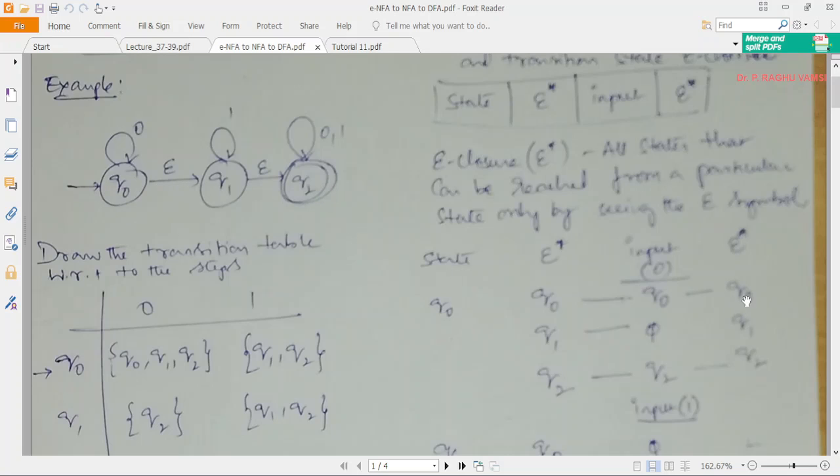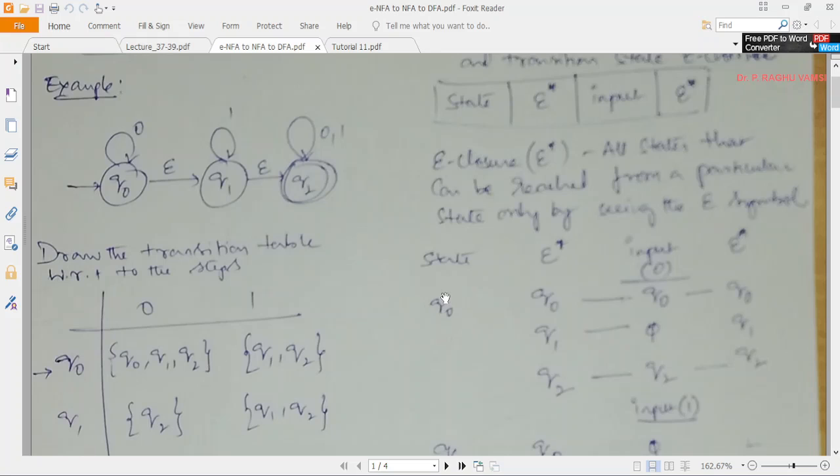Q0, Q1, Q2. Since the second one is a null set, you don't have any epsilon closure for that. Coming to Q2, the epsilon closure means the same state, and there are no other epsilon transitions from here, so the resultant set is Q2 itself. Thereby the resultant epsilon closure of Q0 upon the given input gives Q0, Q1, Q2. So on Q0, for the input 0, we got the resultant set as Q0, Q1, Q2.